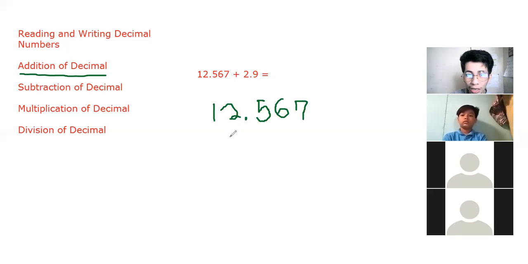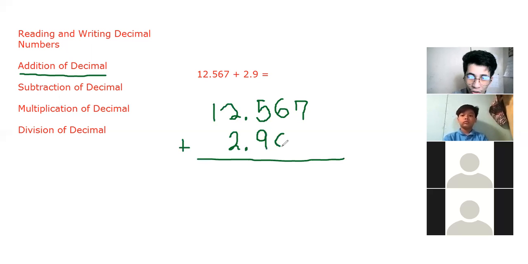Then, yung 2.9, dapat naka-align siya. Yung tuldok natin or yung decimal point natin, magkatapat sila. So, meron tayong 12.567, then 2.9. Then, pag-plaplasin natin sila. So, lagyan nyo lahat ng 0 yung mga empty spaces. Lagyan lang natin 0, okay? 0 lang yung lalagyan natin sa empty spaces.